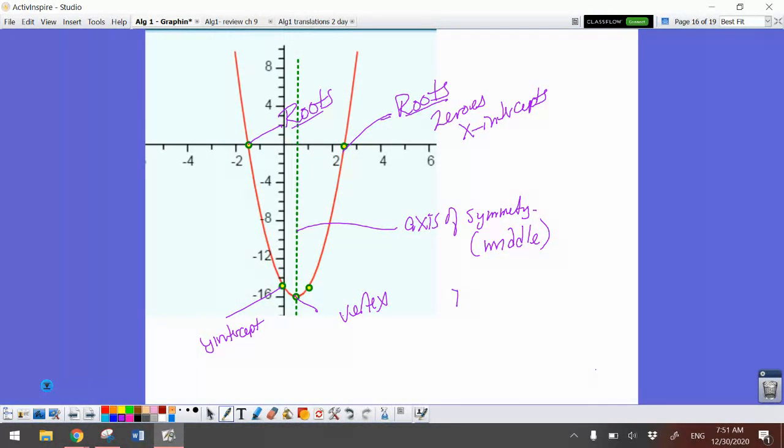Now remember that your domain is real numbers unless it is a word problem, and the range is controlled by the vertex, which means it's controlled by your A. So in this case, this one would be greater than or equal to because it has a minimum.